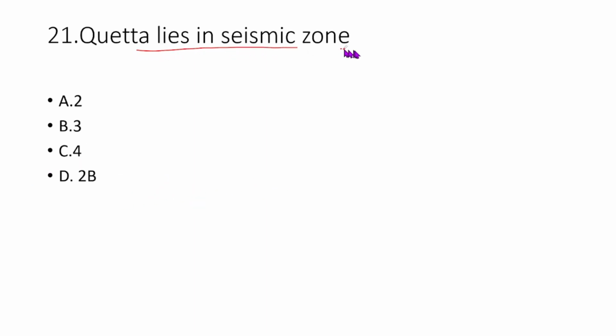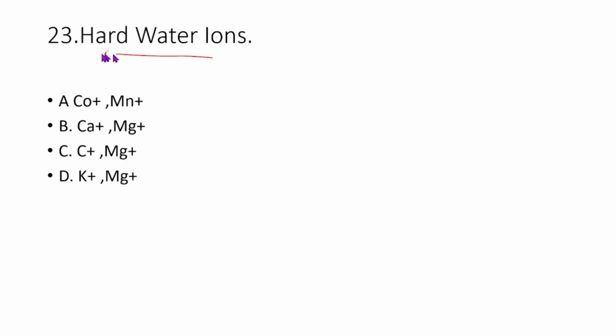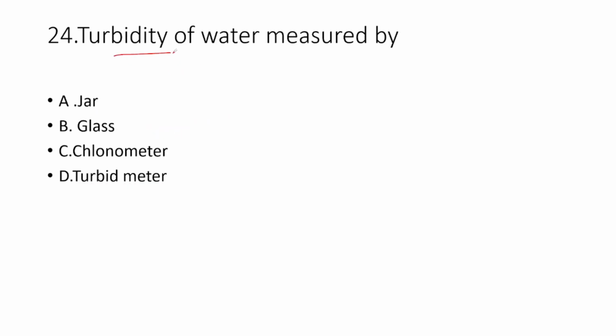Equator lies in seismic zone 2, zone 3, zone 4 or 2B. So the correct answer is zone 4. What is called a prismatic section? Different in all directions, same in middle, same in all directions or none of the above. So the right answer is none of the above, D. Hard water ions, the correct answer is B. C. Turbidity of water is measured by jar, glass, colorimeter or turbidimeter. So the correct answer is turbidimeter.